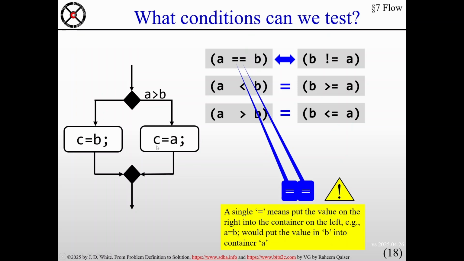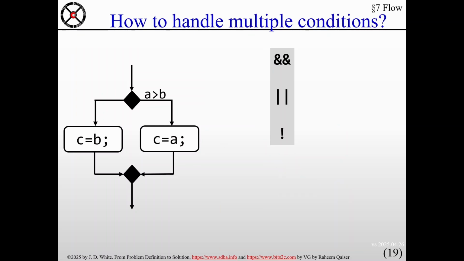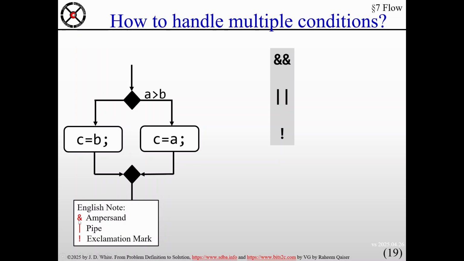Now, the next question you might want to ask is, what if there are multiple conditions? What other special symbols do we have? Remember I told you, one ampersand is for pointers. This thing is called an ampersand. This thing is called a pipe. This thing is called an exclamation mark. So: ampersand, pipe, exclamation mark.